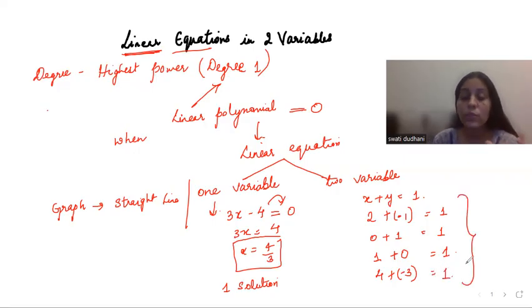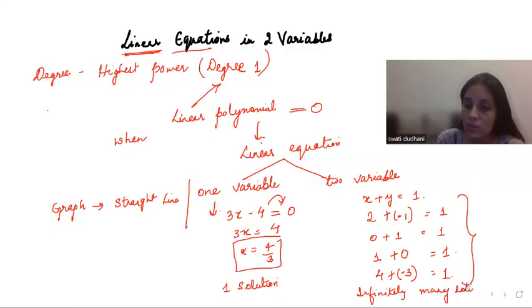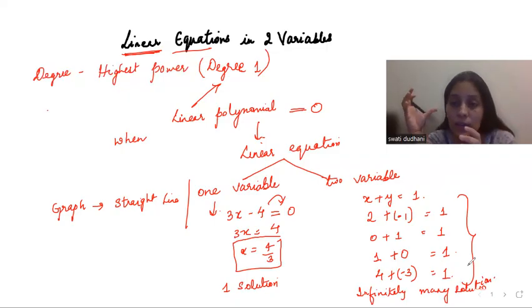So you have numerous solutions for two variables. When you have two variables, you have infinitely many solutions. So it's very easy to find the solution. Take any random value of x or y and find the other value. When you have a linear equation in one variable, you just have one solution. A linear equation in two variables has infinitely many solutions. Now let's see what the general form of a linear equation is.